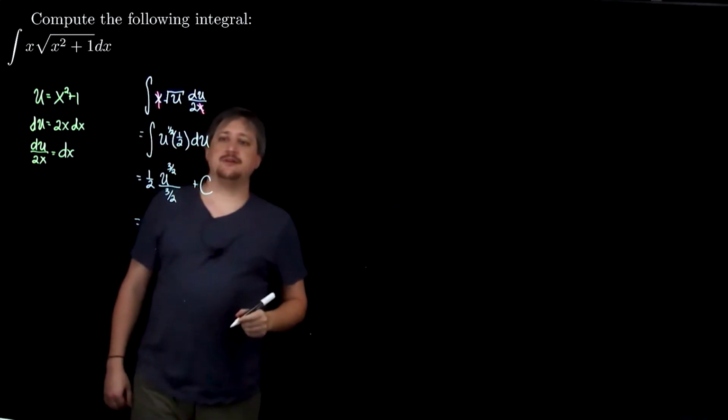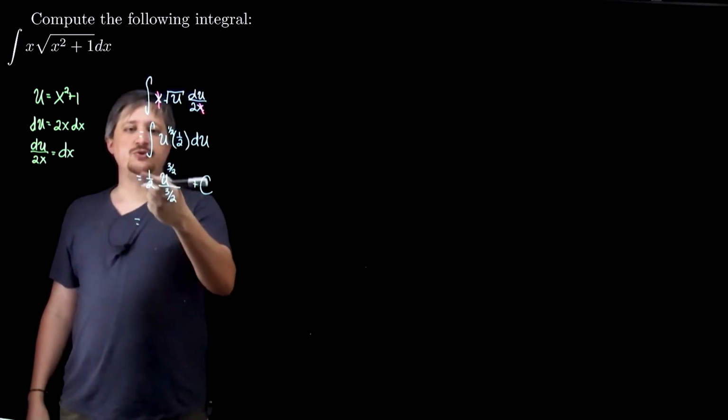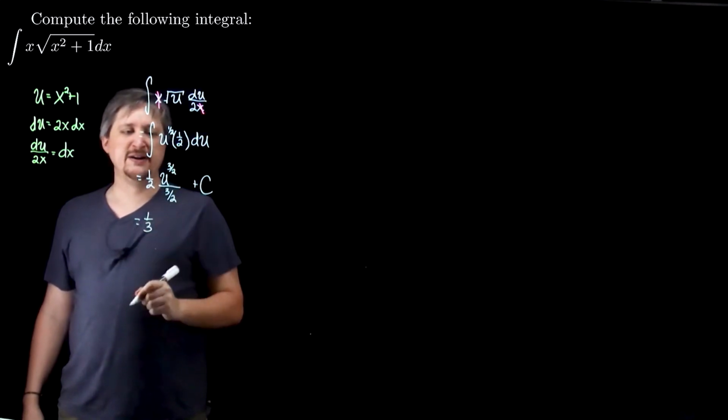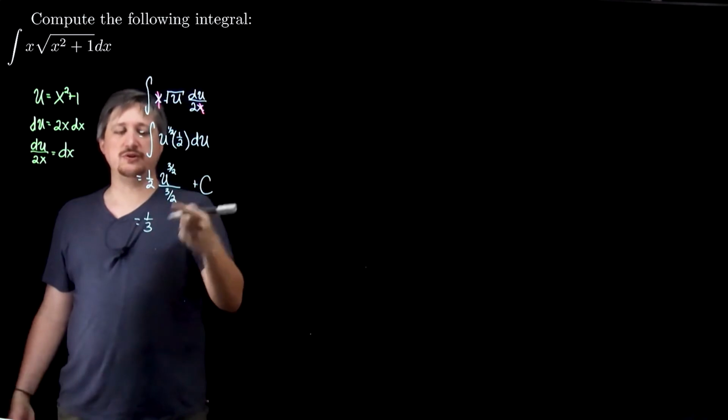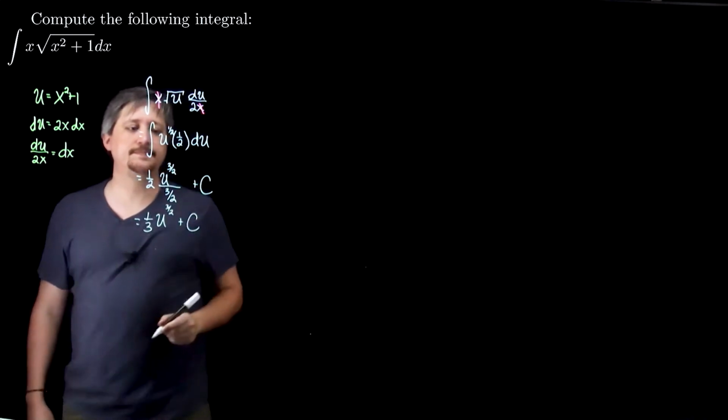And now I can clean this up. So dividing by 3/2 is the same as multiplying by 2/3. 1/2 times 2/3 is 1/3, 1/2 of 2 over 3. So that's going to be 1/3 u to the 3/2 plus c.